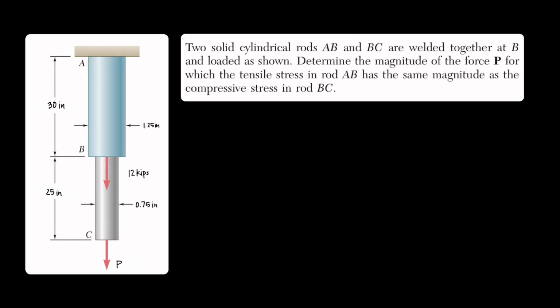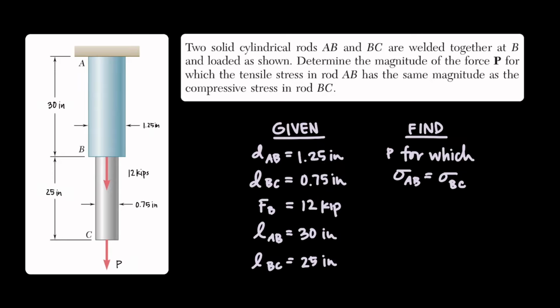But before we begin solving for anything, let's use the given find solution format to determine what information we're given and what we need to solve for. So we're given the diameters of each of the rods. The diameter of rod AB is 1.25 inches, and the diameter of rod BC is 0.75 inches. We can also see from the picture that there's an external force acting at B, and that's 12 kips, or kilopounds. And finally, we're given the lengths of each of the rods.